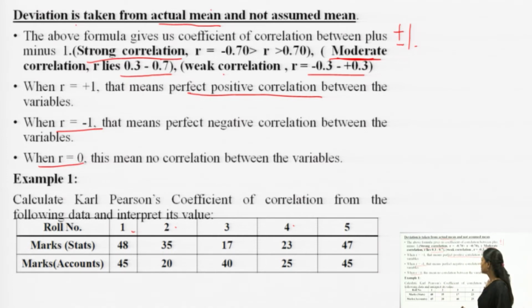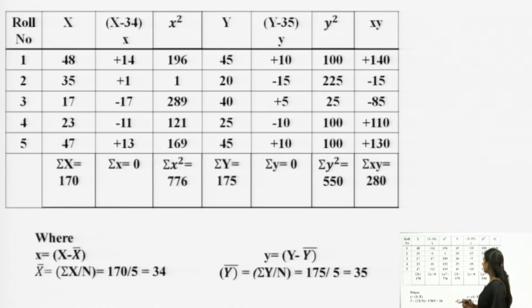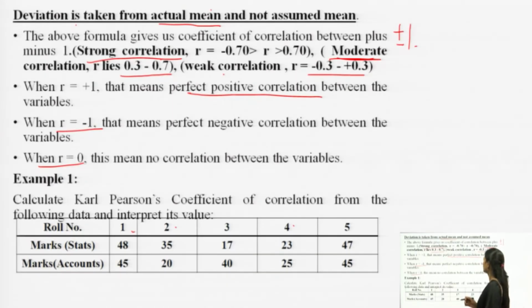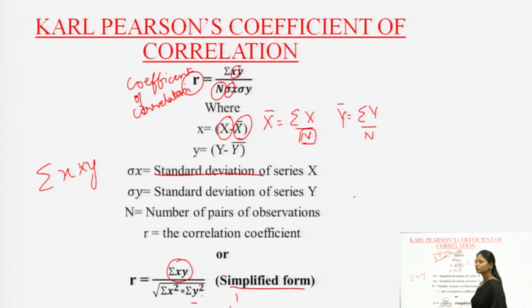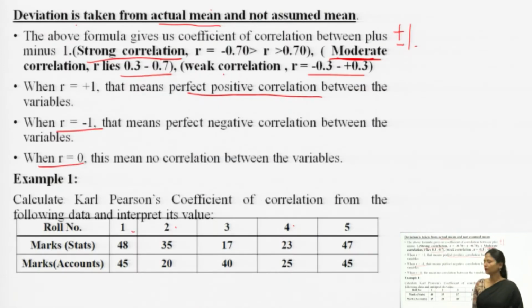So, what happens here? We have a simple formula which we have written here as summation of xy over under root of summation of x square into summation of y square. According to this formula we will work in this question which is given to us. Roll number is given to us, marks of stats and marks of accounts are given to us.